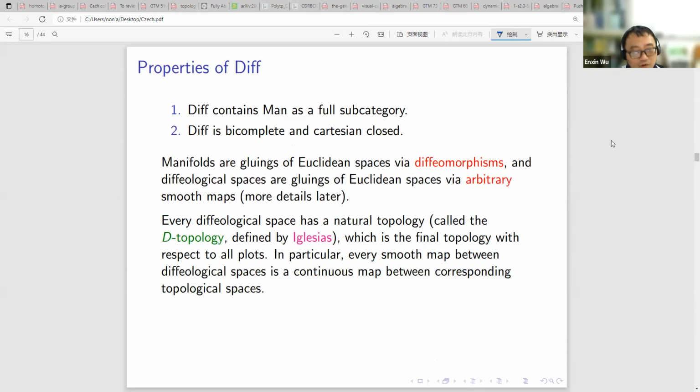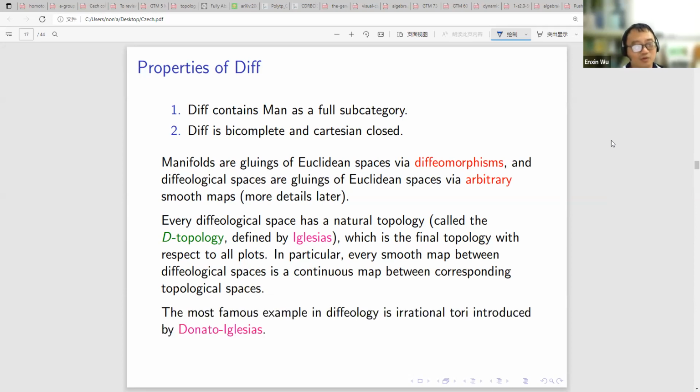Okay, so furthermore, what's good about this D-topology? It makes every smooth map between diffeological spaces continuous between the corresponding topological spaces. In functional analysis, you will always see propositions like some maps are smooth but not continuous. But now, if you view things in the category of diffeological spaces and you take the D-topology, then every smooth map will automatically be continuous, when all these diffeological spaces are equipped with the D-topology. So that's the key thing, right?